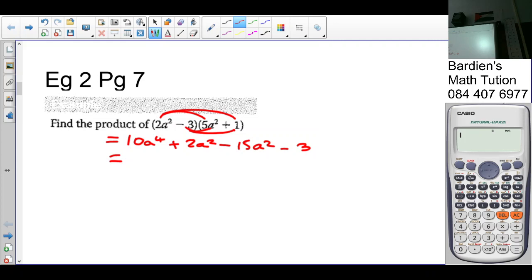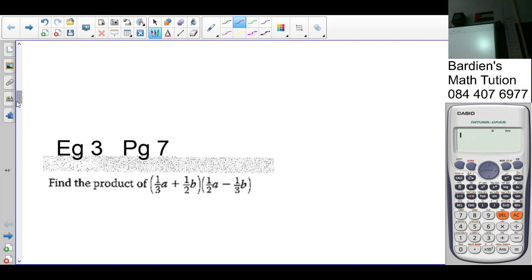So what do we do now? Again, like terms. So it's 10a to the 4, 2a squared minus 15a squared, minus 13a squared, minus 3. Any confusion there? So look at the last one.